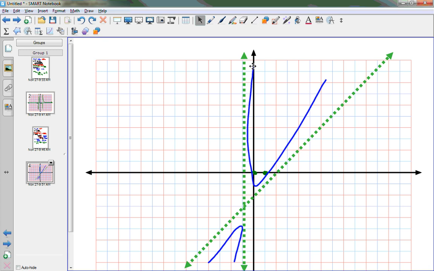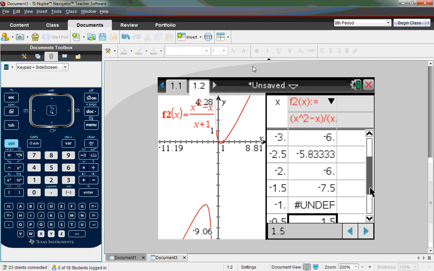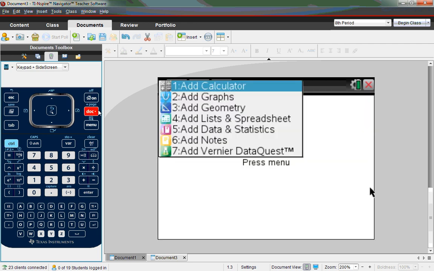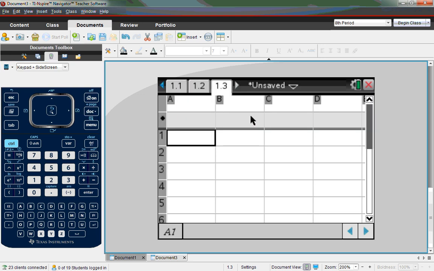Now that's 2.6 and 2.7. Now it's 2-8. 2-8 is about entering data. How do I enter in data in my graphing calculator, folks? I need to insert a new page here, and I need to insert data. So what do I want? Data and statistics. No. No, list spreadsheets. List and spreadsheets is where you want to enter in your data.